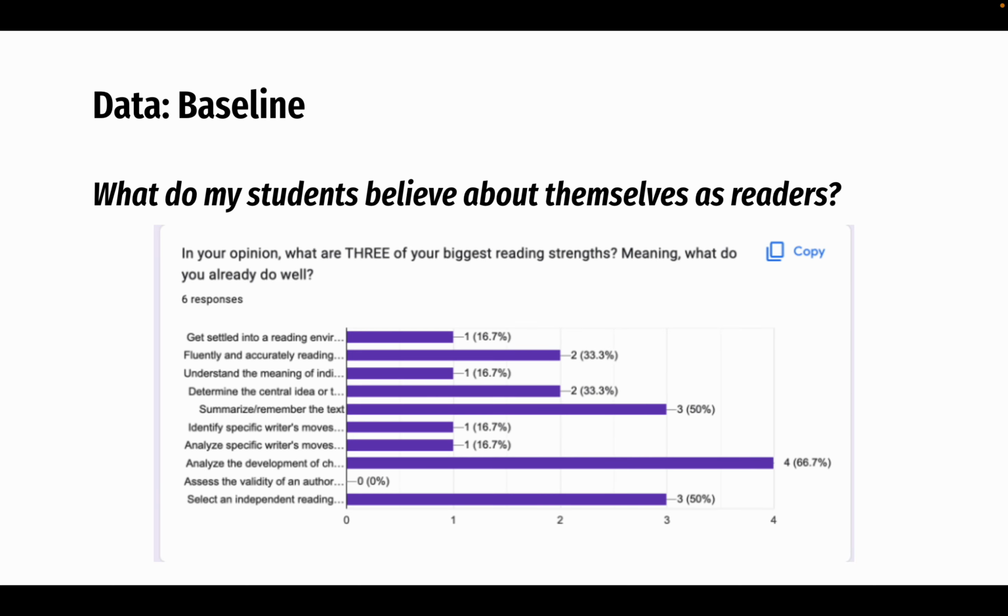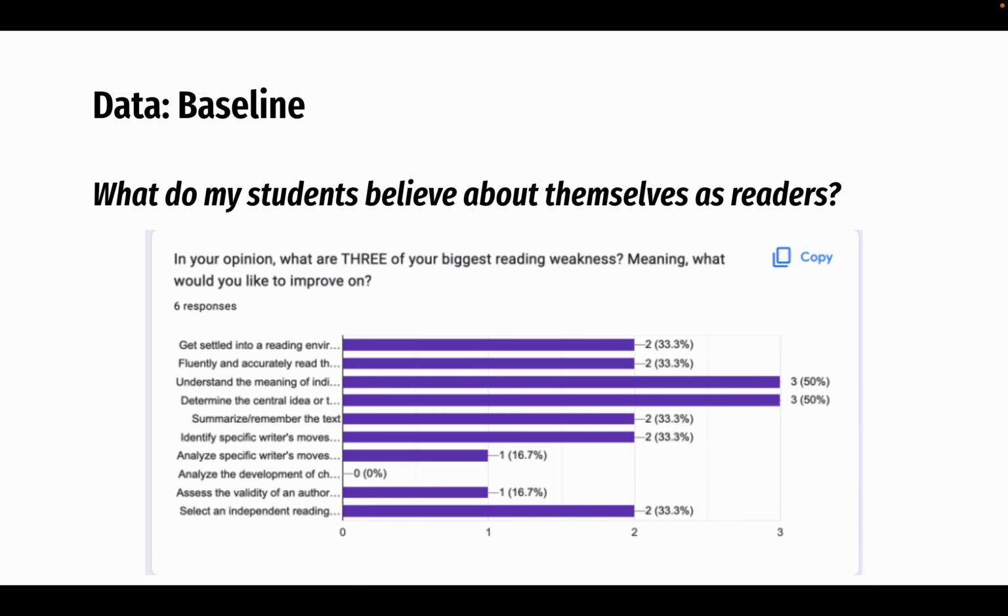To continue with what my students believe about themselves as readers, I asked them to identify three of their biggest reading strengths. The first and foremost strength that most of them identified was analyzing the development of characters throughout a text. The second strength was summarizing or remembering the text, and the next strength behind that is selecting independent reading material of their own interest.